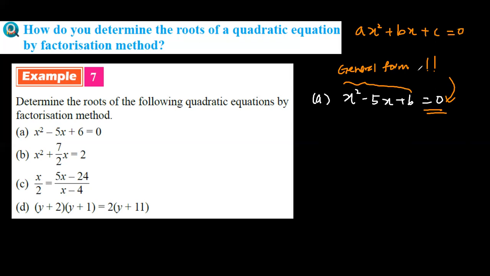So once you have done this one, we can use the inspection method. It should be a draft. You write it aside. This is a draft.